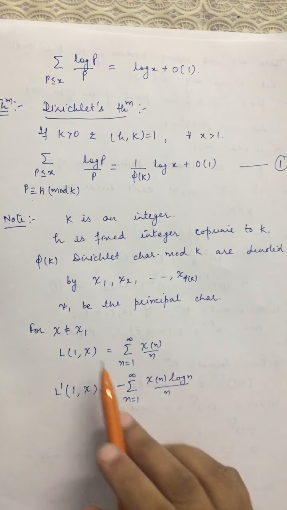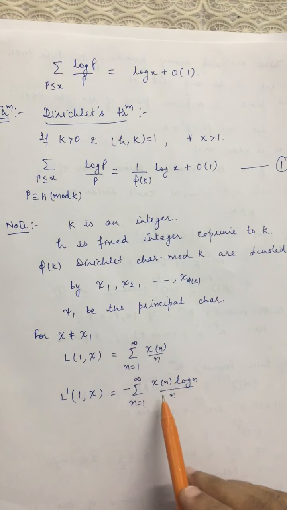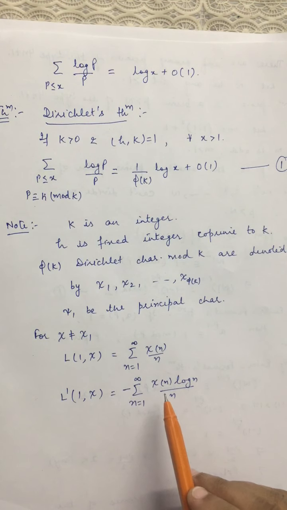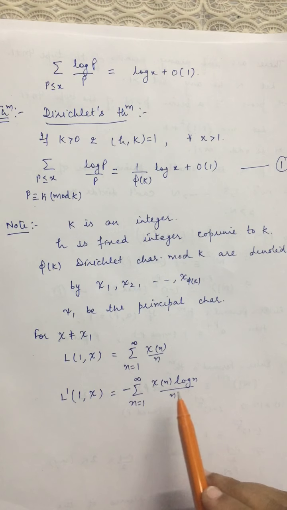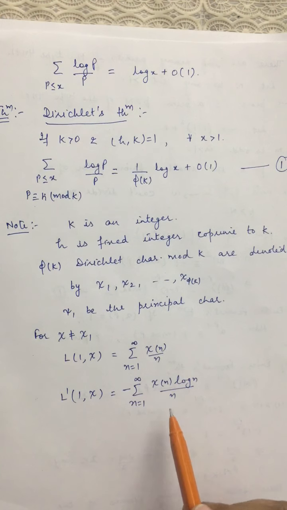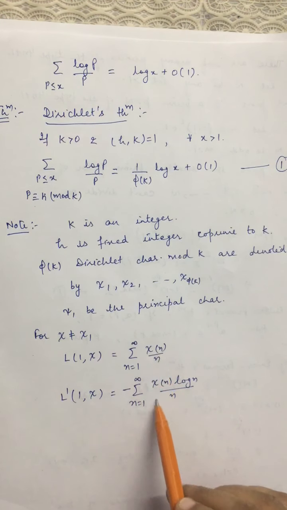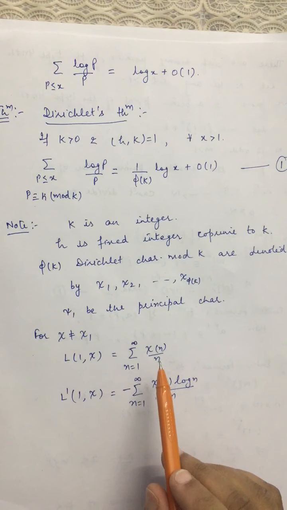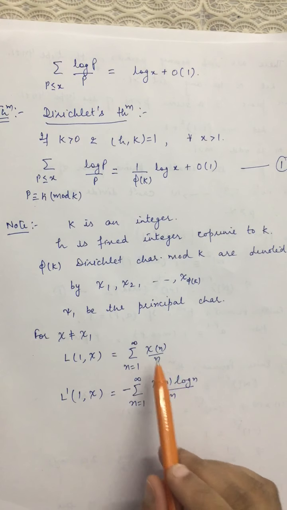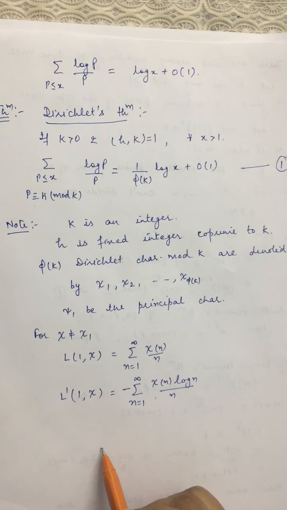So we will denote L1 chi and L dash 1 chi by these two series, and now we know these two series are convergent. In previous chapters we have defined three equations, equation A, equation B and C. From equations A and B, we have shown that these two series are convergent. That means L1 chi and L dash 1 chi are convergent for non-principal character chi.